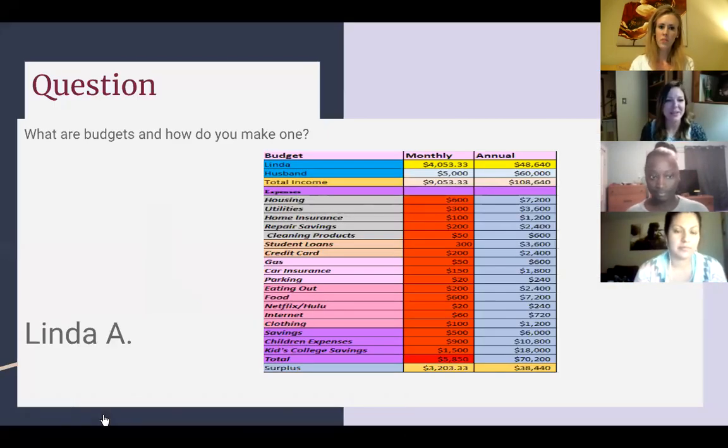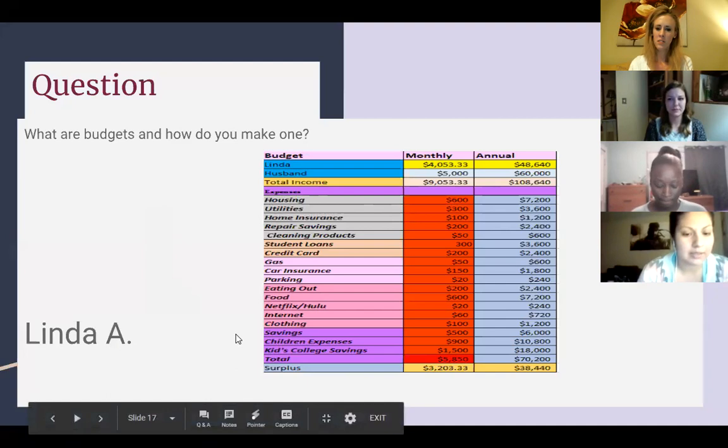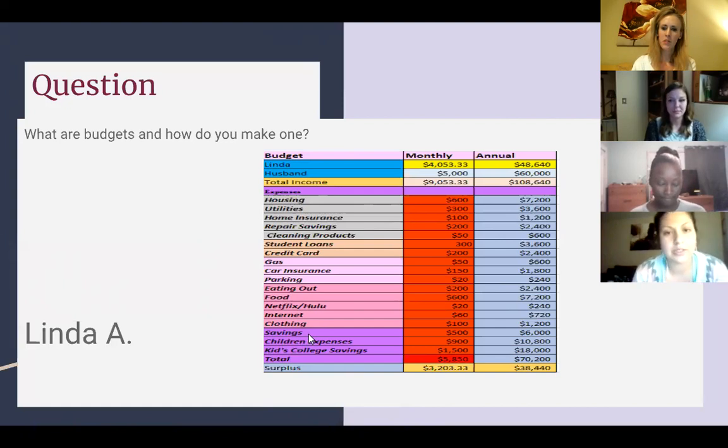Okay, Linda, what are budgets and how do you make one? Okay. A budget is an estimate of revenue and expenses over a specific period. In my case, I created a table with all my family's estimated income in the future. I then made a list of all my expenses and subtracted them from my family's total income. If your budget is near the negative marker, then you would be rethinking your budget strategies.